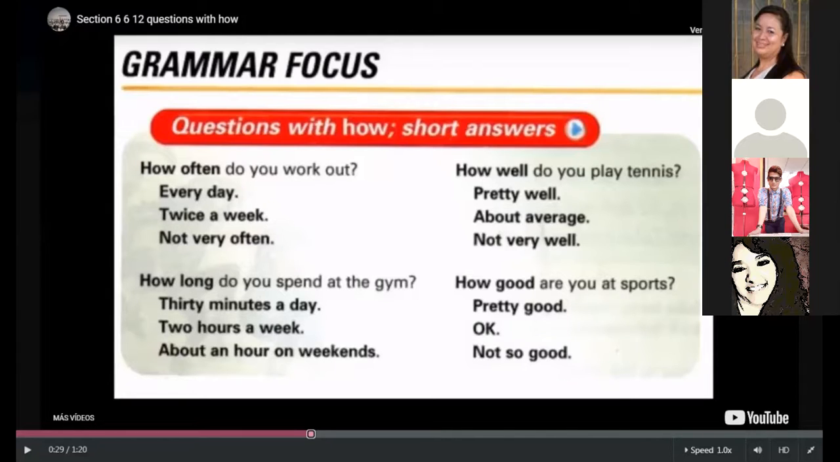High five. Gloria. Gloria Palma. Hi. Hello. Gloria, how well do you cook spaghetti? Pretty well. Pretty well? Okay, that's easy. Very good. Thank you, Gloria.